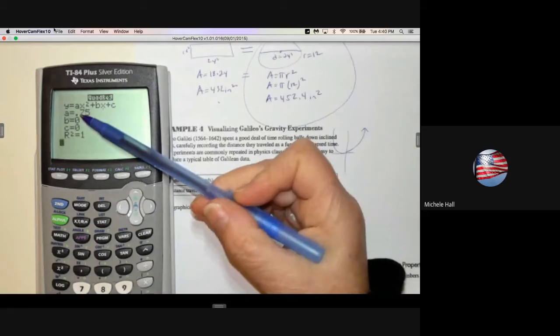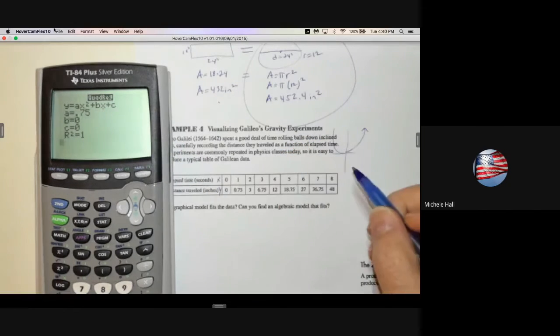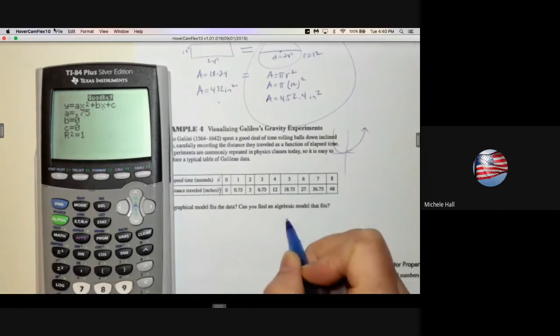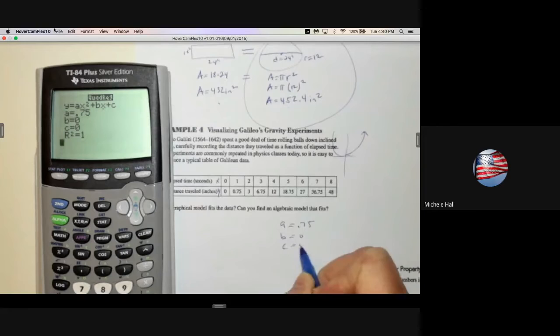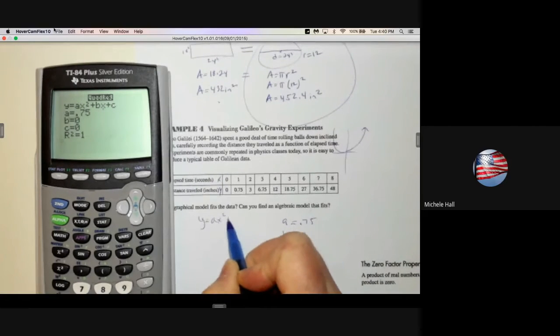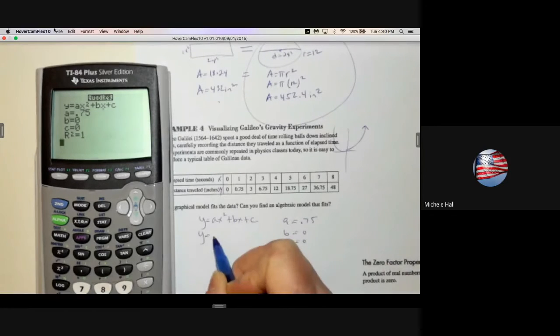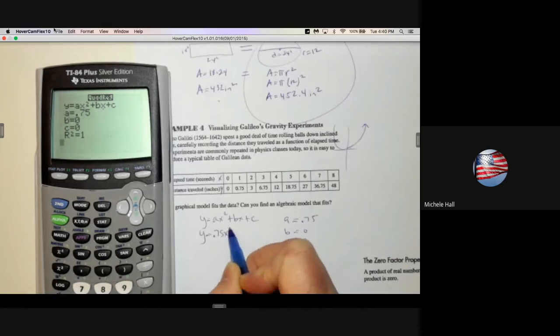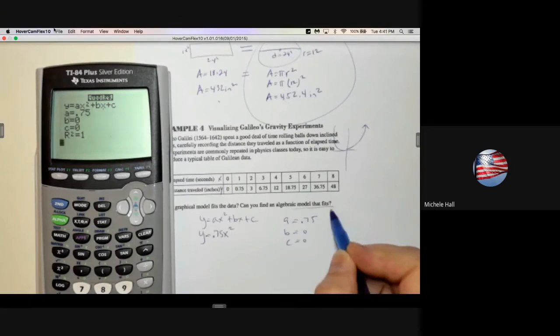We have ax squared plus bx plus c. There's our quadratic. Here's our a, b, and c. We know that a equals 0.75, b equals 0, and c equals 0. So we have a quadratic, y equals ax squared plus bx plus c: y equals 0.75x squared plus 0 plus 0. So if this graph fits the data, then this will be my equation for the algebraic model.